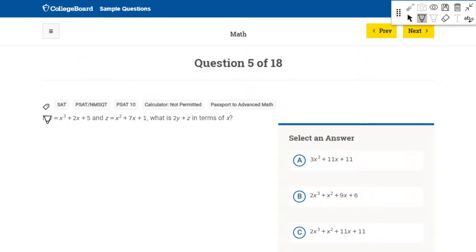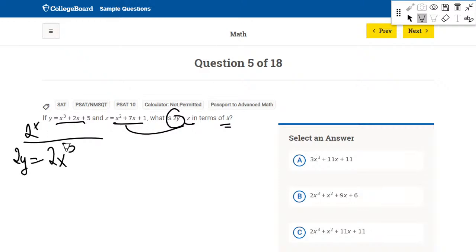So we are given that y equals this and z equals this. What is 2y plus z in terms of x? We have y, but we need 2y, so let's multiply it by 2. What do we get? 2y equals 2x to the power of 3 plus 4x plus 10. We got it, and we just need to add z. So plus z.